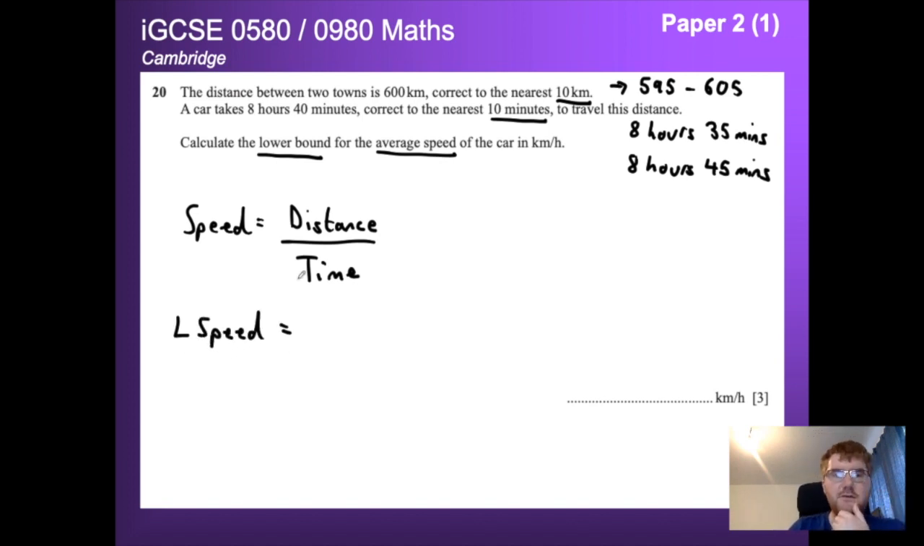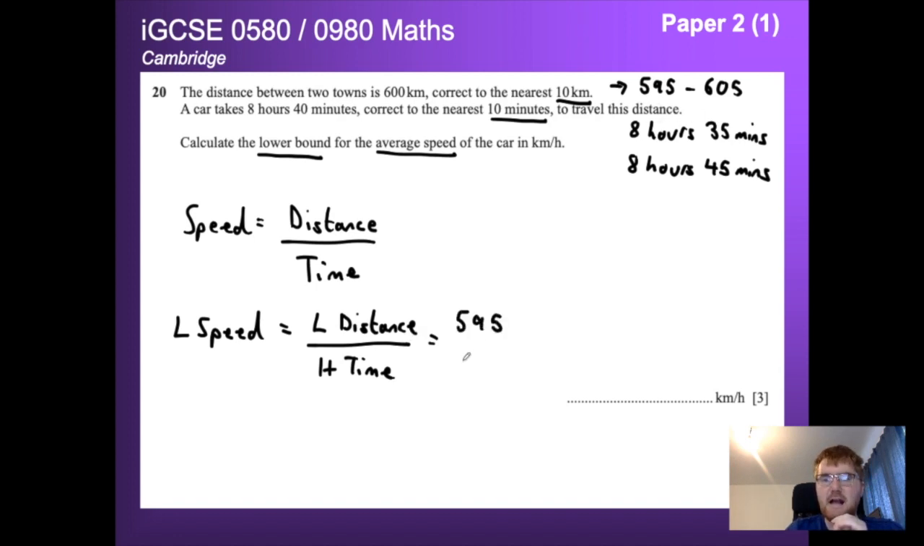And to work out the lowest speed, we want the smallest distance over the highest time taken. Now, if you're not sure about the logic of that, you can try out different numbers and see which one gives you the lowest. But to get the lowest bound speed, you need to find the lowest distance on the top over the highest amount of time. Now, the lowest distance was 595. That was our lower bound here. And the upper bound for the highest time was 8 hours and 45 minutes.